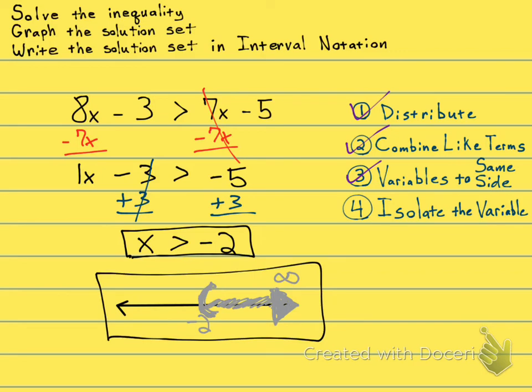And then interval notation, you just take everything you see in the graph and you just bring it down. So I'm going to bring down the negative 2. I'm going to bring down the infinity. I only have one interval here. And it starts at negative 2. It ends at infinity. The negative 2 gets a parenthesis, and infinity always gets a parenthesis.